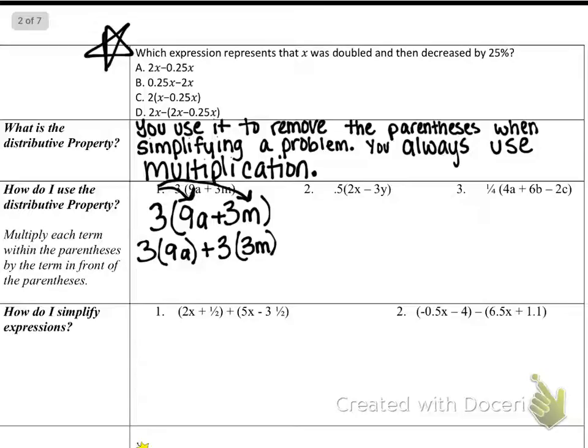3 times 9 is 27, so 3 times 9a is 27a. We are multiplying here, therefore we can multiply terms that are not alike. You cannot add unlike terms. And then we have plus 3 times 3 is 9, therefore 3 times 3m is 9m. Looking at what we have right now, 27a plus 9m, these are unlike terms. We've got an a variable and an m variable. We cannot add them together. Therefore, this is our final answer.